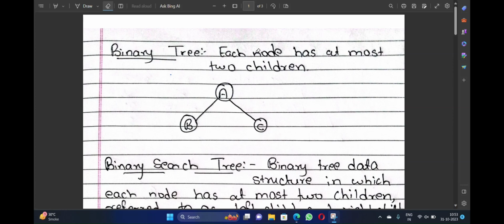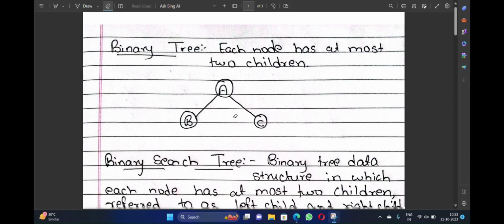In this video, I will be explaining binary tree, binary search tree and AVL tree. We are going to mostly learn about AVL tree, but before learning about AVL tree, we should know what is binary tree and what is binary search tree. So what is binary tree? Binary tree is a data structure. Here, each node can have at most two children. So this is a binary tree. It is an example of binary tree.